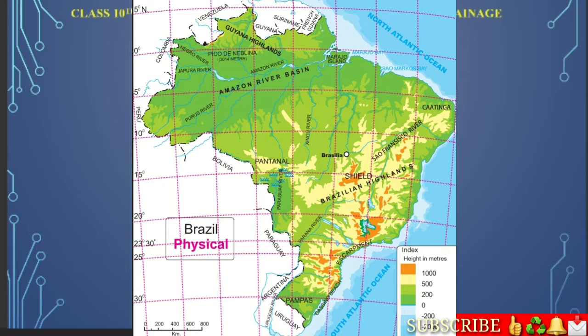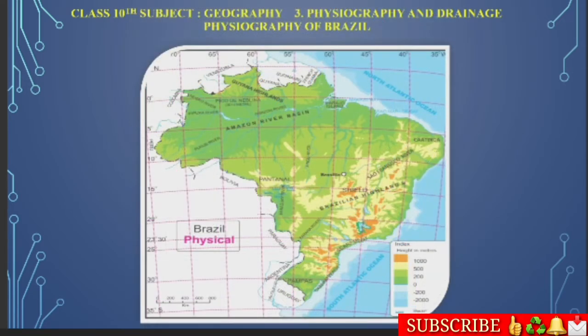As well as in the Brazilian highland, most of the region is occupied by Brazilian highlands. Here we can see the great escarpment. Now, students, let's try to understand the physiographic regions or physical features of Brazil.